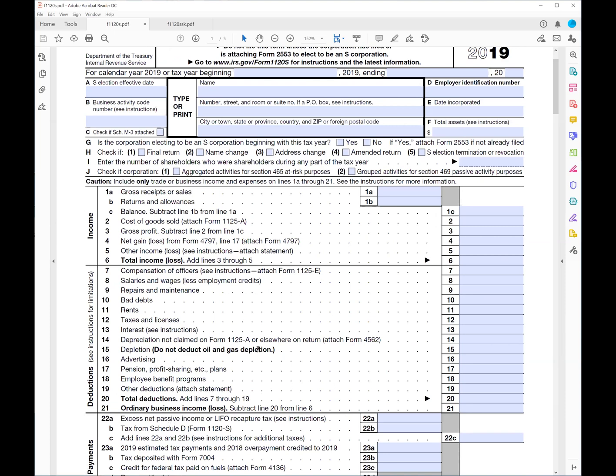Why does it say income and then in parentheses loss? I mean, if it's income, how can it be a loss? Well, it's on there as an either or. So if you have gross sales of $1 million, but the cost of goods was 1.2 million, you've got a 0.2 million loss essentially. Okay. That's really what it comes down to.